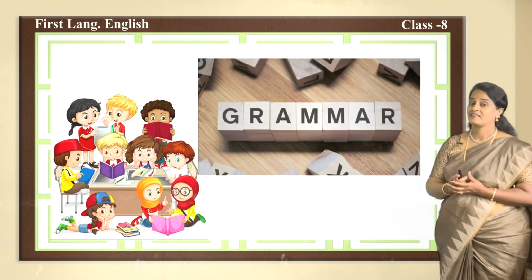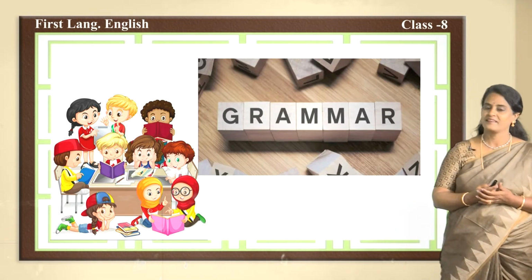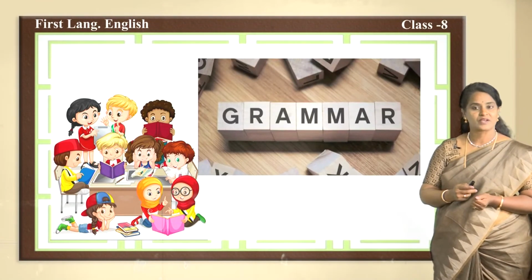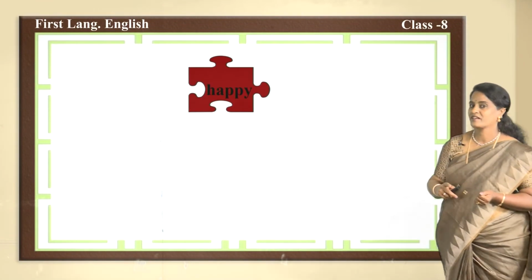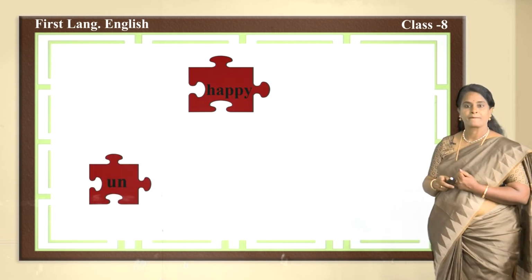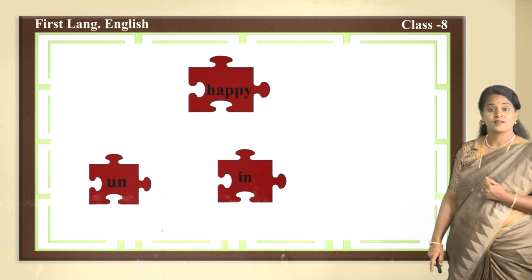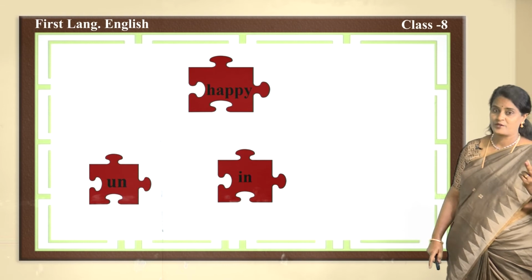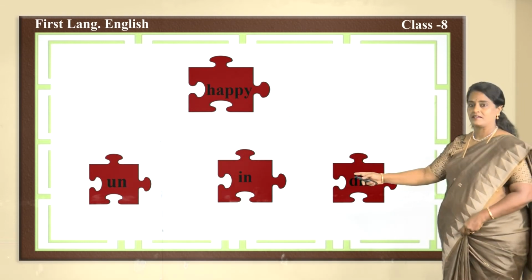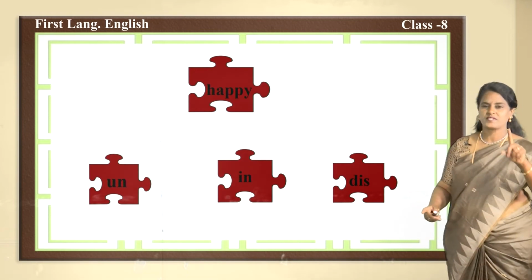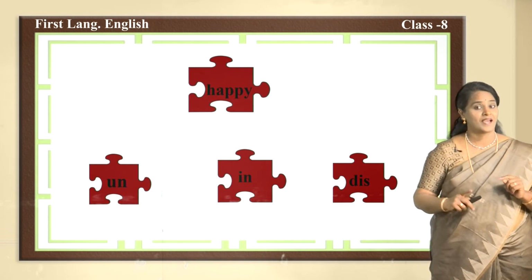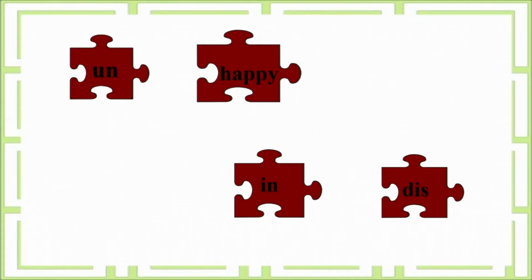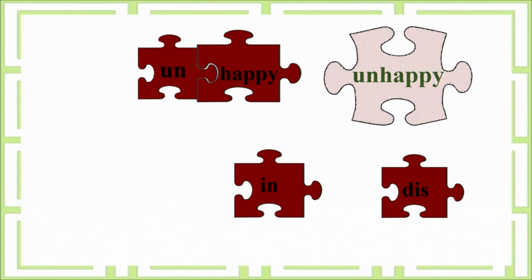Next, children, after comprehending, we have some grammar exercises. Shall we work on that? What is the grammar part we are going to deal with today? Let us look. You have a word happy and there are 3 words. What do you call them? A syllable, is it not? Un, in, dis. I want you to check which one goes with happy and gives you a new word. Which one is that? Yes, you guessed it right. Happy, unhappy. Children, are you prompting something? Correct? Happy, unhappy. It's an opposite, right?